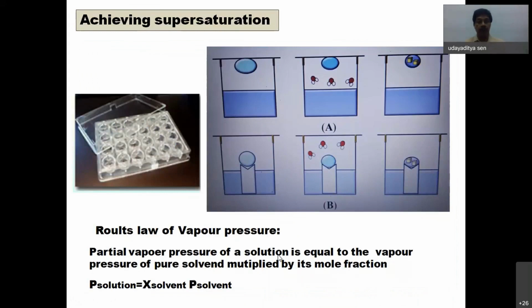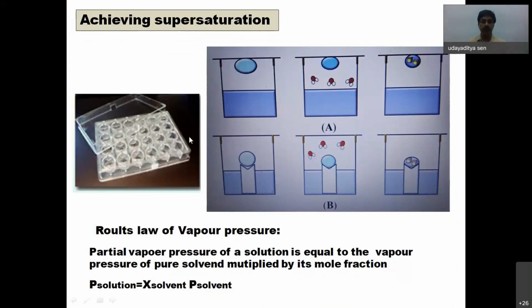Okay. So how do we achieve the supersaturation? We use this kind of plate. This is a 24-well plate. It's called a Limbo plate. Several other plates are commercially available, like this. So these are wells, one well say, and on top of this well, you can grease it and put a cover slip.